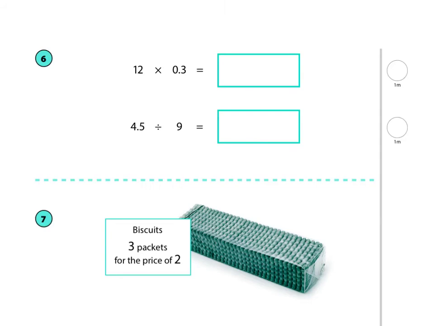Question 6. What is 12 times 0.3? In order to do this, we multiply 12 times 3, which is 36, and then I noticed that my original number in the question, 0.3, had one decimal place, so my answer also has to have one decimal place. So the decimal point needs to go between the 3 and the 6, making the answer 3.6. Now the second question, 4.5 divided by 9, I can apply a similar technique here. If I do 45 divided by 9, that gives me an answer of 5, but then I take into account that my answer needs to also have one decimal place, so the decimal point would have to go in front of the 5, giving me an answer of 0.5.